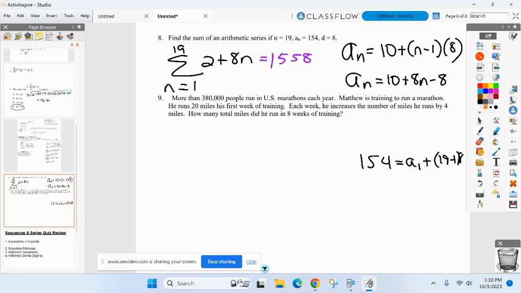Okay, we good? All right, look, I really should have gotten rid of number 9 because I'm going against everything I stand for when I show you how to do this solution. All right, great. Matt runs a marathon every year. He's training. He runs 20 miles the first week. Each week he increases it by 4. How many total miles does he do in 8 weeks?